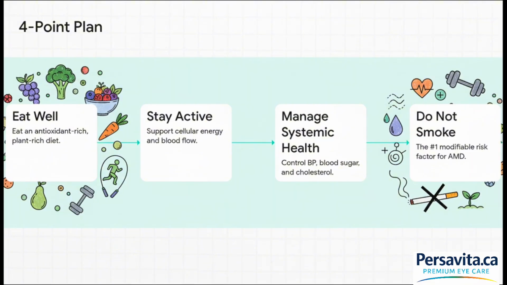Number one, eat a diet that is packed with antioxidants and nutrients like lutein and zeaxanthin. Two, stay physically active. That supports both your cellular energy and your blood flow. Three, manage your overall health. We're talking blood pressure, blood sugar, and cholesterol. And number four, if you smoke, you have to make a plan to stop.